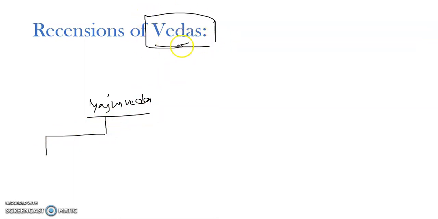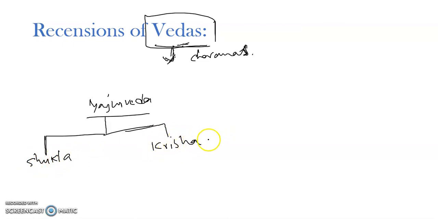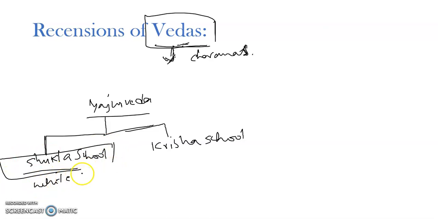Now when it comes to Yajurveda, we have two different schools: schools of teaching, of interpretation, of editions. The schools are called Charanas. There are different groups of people who discuss this. Yajurveda has two types of schools: Shukla Charana and Krishna Charana. Shukla school is the white school. Krishna school is the black school.